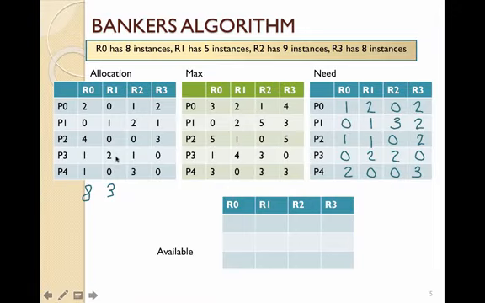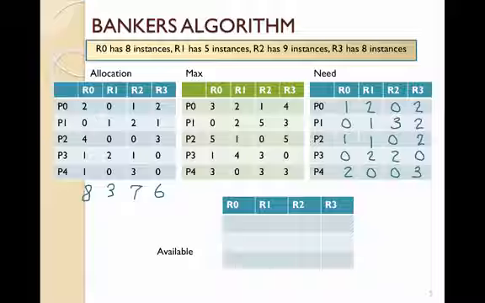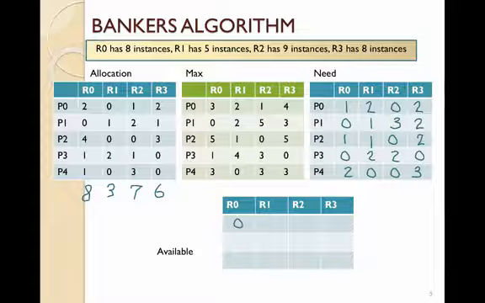For Resource 1, we have 3 that have been allocated, and there are 5 in the system, so the available will be 2. For R2, there are 7 that have been allocated and 9 exist, so the available will be 2. And for R3, there are 6 that have been allocated and 8 exist, so the available will be 2.